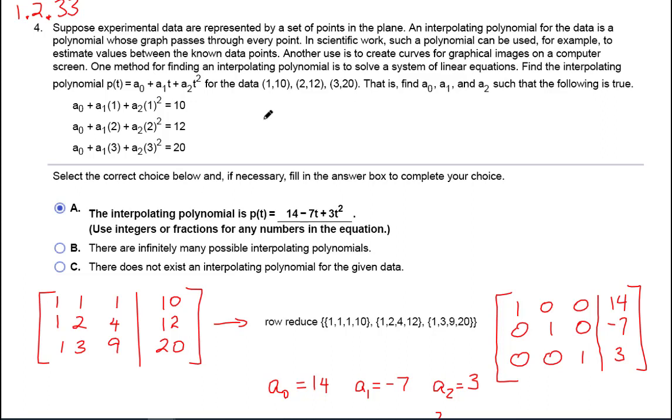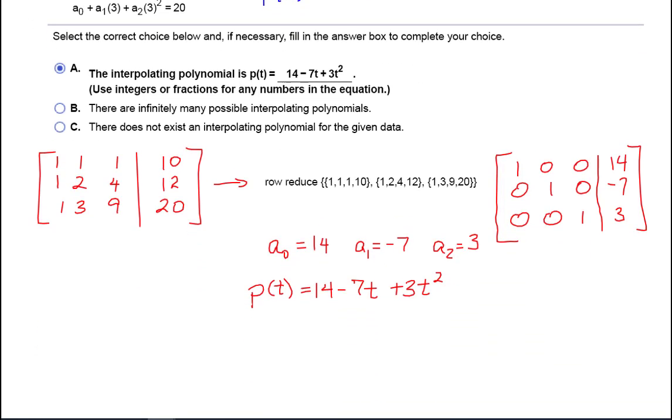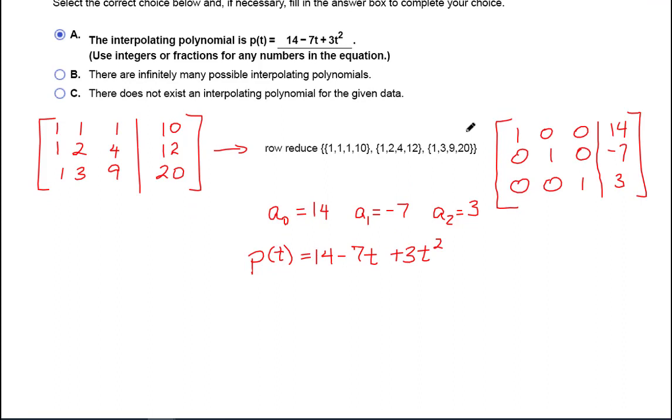So what I want is I want P of 1 to be 10. I want P of 2 to be 12. And I want P of 3 to be 20. Alright, so I put the system into a matrix format. I do row reduce, so I don't have to worry about making all these ones and zeros. And so, well, what do I see here? Well, I see that I do get a unique solution.